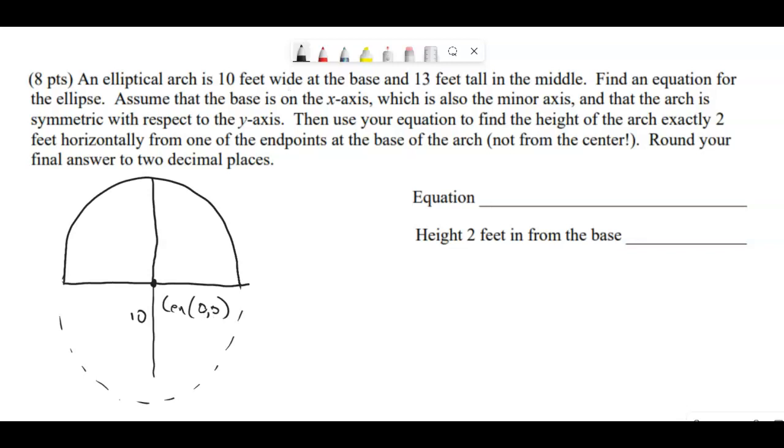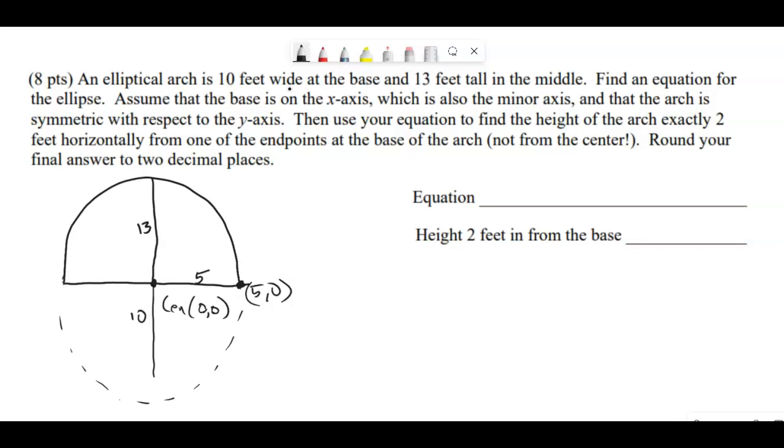This point here would actually be 5, 0. So this is the length 5, because the whole base is 10. That means from the center, 5 to the right, 5 to the left. And it's up 13. This is what I need for the standard form for an ellipse.